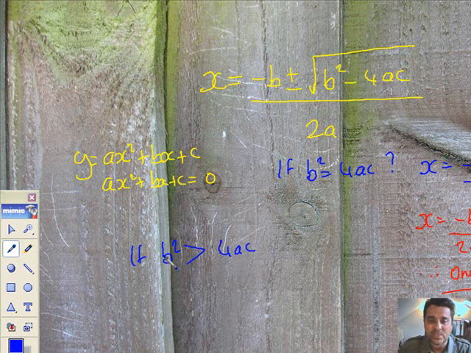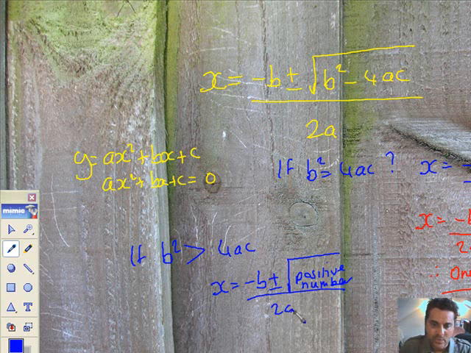So what happens if b squared is greater than 4ac? Simple, you get this. X is going to be minus b plus or minus the square root of a positive number. Okay, it's a little bit sloppy, but I want you to see the words. If I add or take away a positive number and then divide by 2a, I will get two answers. I will get the positive solution and the negative solution.